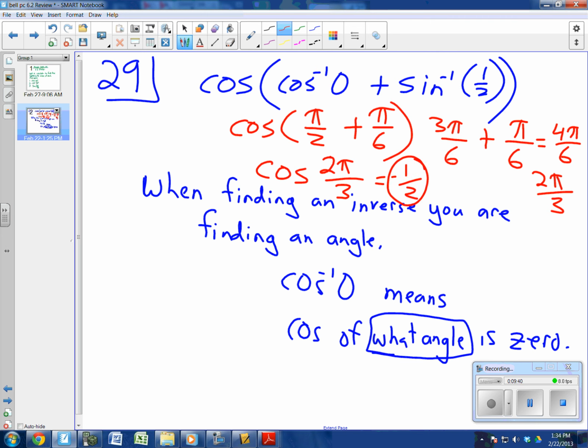Got it? Do we kind of get that kind of a problem? You're going to have to practice a few of them. All you're doing is replacing cosine inverse of 0 with what its value is, and then sine inverse of 1/2 with what its value is, pi 6, adding those two together, and then finding the cosine of that, 2 pi over 3, which is negative 1/2.